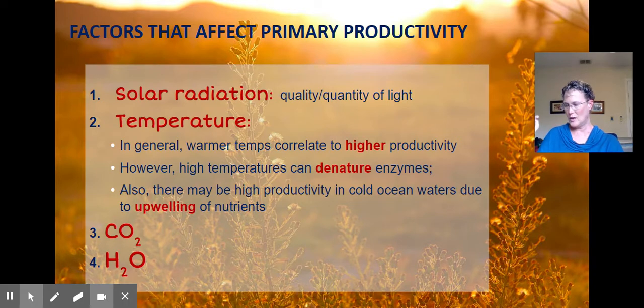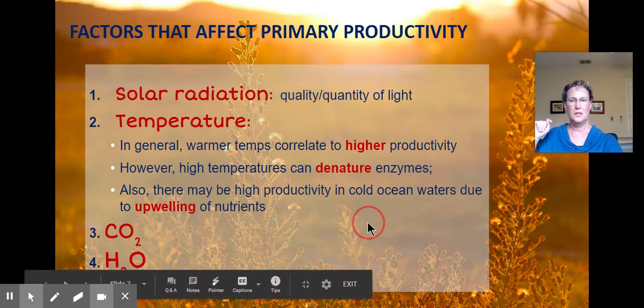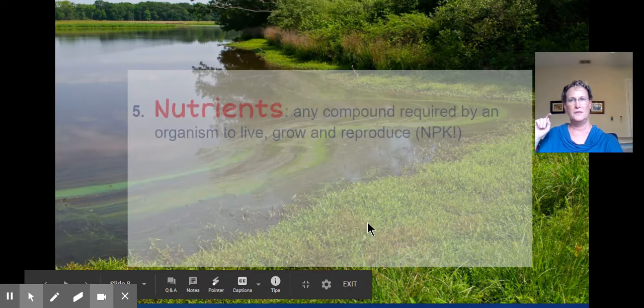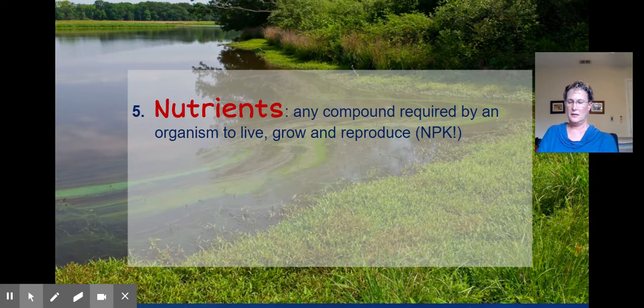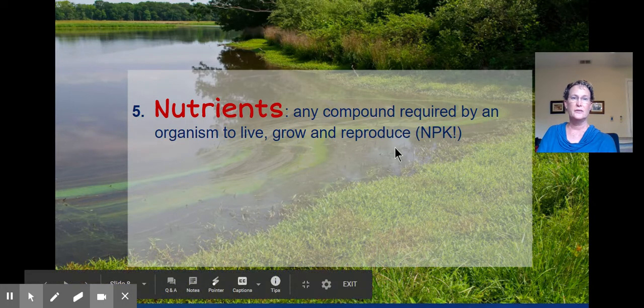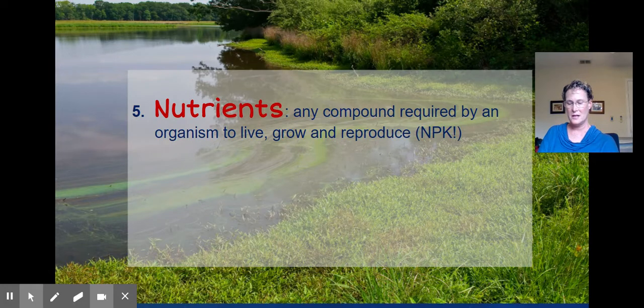And water. Water is the fourth thing on your list there. And then if we go on, the fifth thing is nutrients. Any food or chemical element or compound required to have an organism live and grow and reproduce. So nitrogen, phosphorus, and potassium, which we will be talking about a lot. Also magnesium, calcium, silicate.